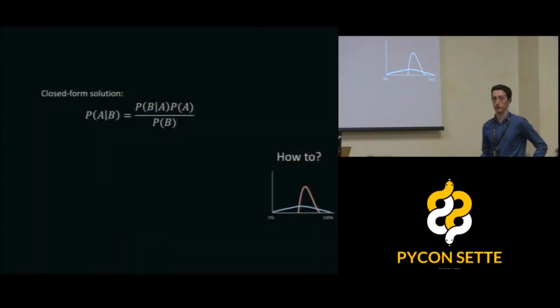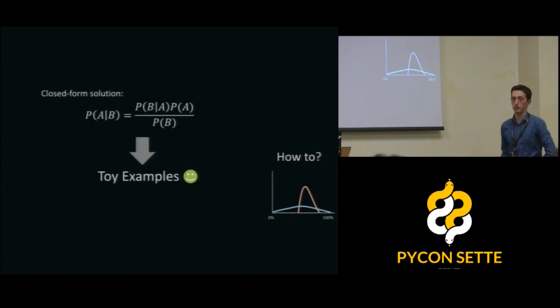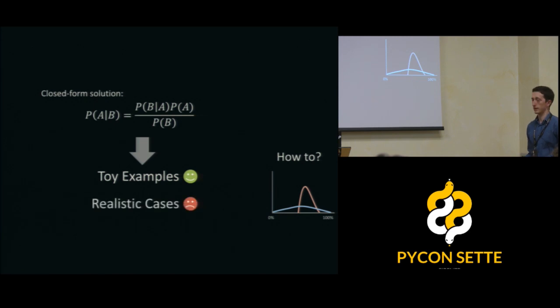So we can use the math, starting from Bayes' theorem, which probably most of you know, and which works well for examples, to compute the exact closed-form solution. But for realistic cases, it can be hard to find a closed formula to represent any kind of problem, where we have more variables and it's hard to solve analytically and find a solution.